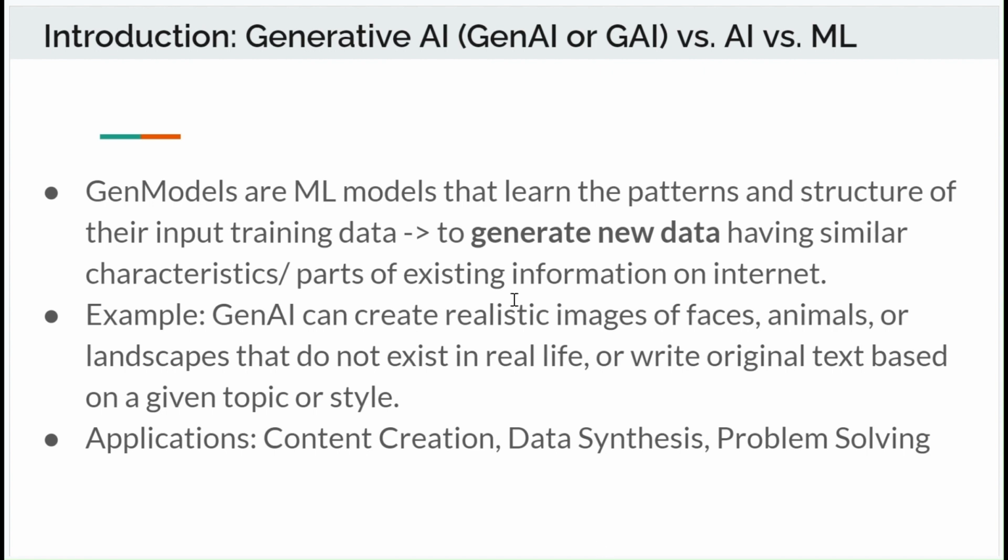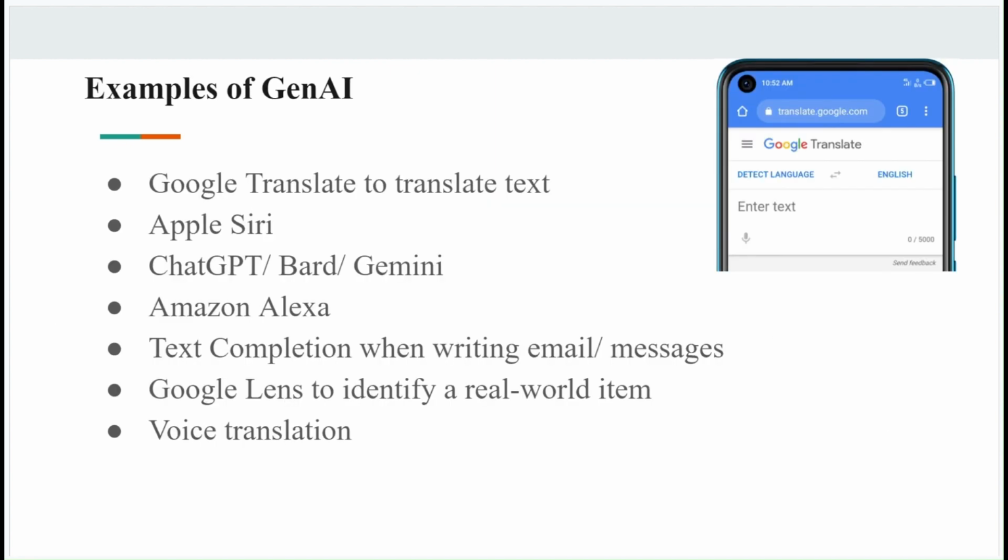So that is a very naive example of how it might be using different parts of existing information to create new information. It has various applications in content creation, data synthesis, problem solving, and so on. Let's come to some more examples of Gen AI. Google Translate is a very good example of generative AI.